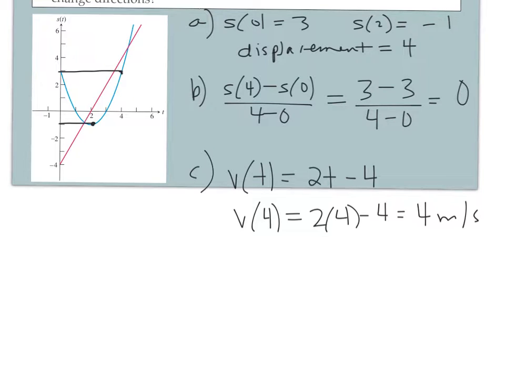Now the next one wants to know the instantaneous acceleration. So what will acceleration be? If velocity is 2t minus 4, what's the equation for acceleration? Yeah, so we take the derivative of the velocity, which is 2. So this actually has a constant acceleration. So the acceleration at 4 is 2, because it's just always going to be 2. Our graph is constantly accelerating at a value of 2. Okay?